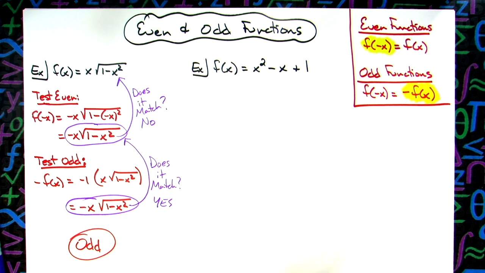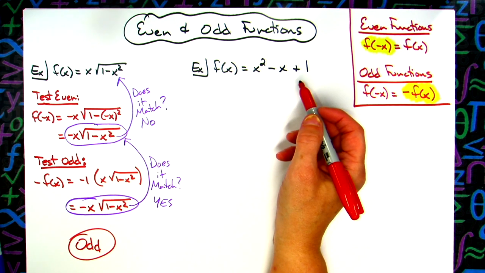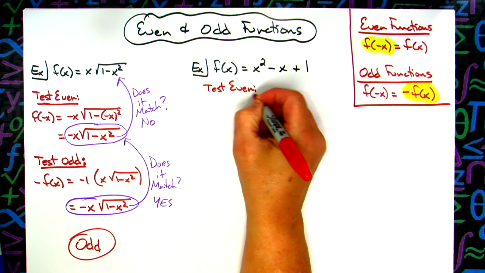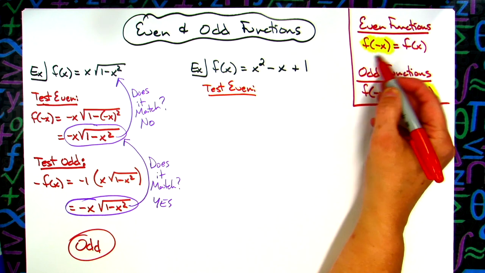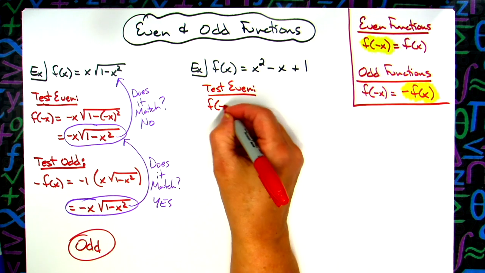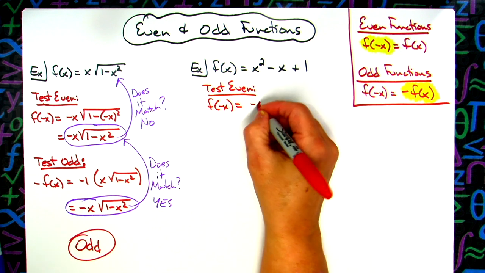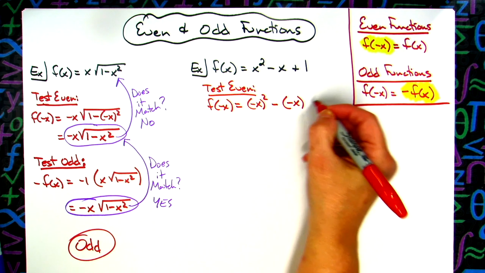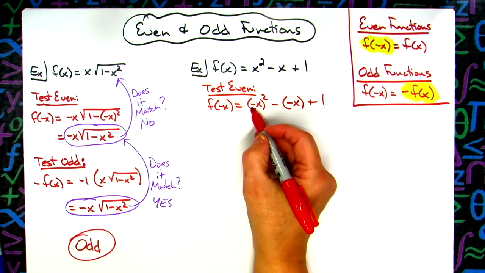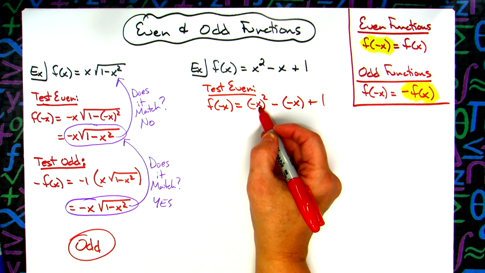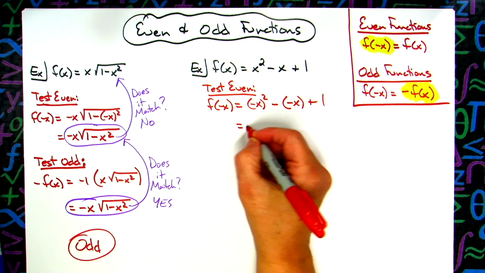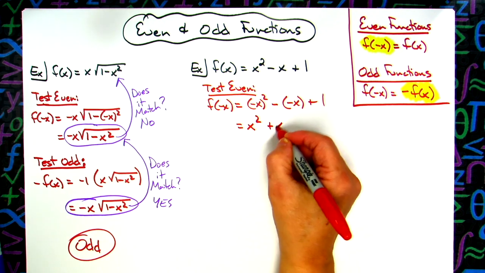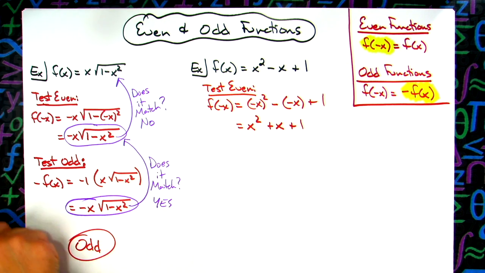Now let's look at our second example over here. It's a polynomial curve. I'm going to start with the test for even first. Even says we take a negative x and plug it into the function. So f of negative x, plugging that in, a negative x raised to the second power, minus plugging in another negative x, and then plus 1. When I square the negative 1 in front, it becomes positive. When I take the x and square it, it's an x squared. Minus a negative becomes a plus x. And then I've got the plus 1 on the end.